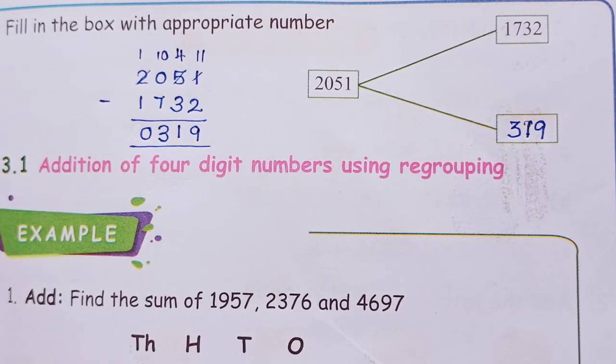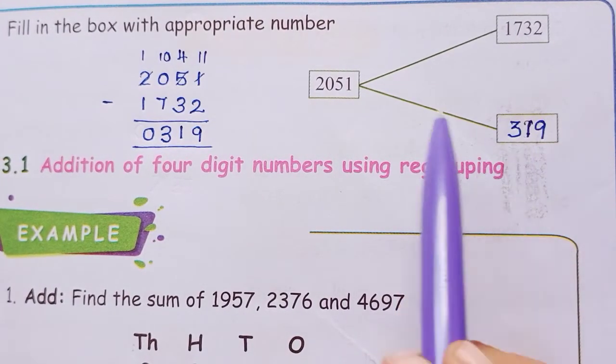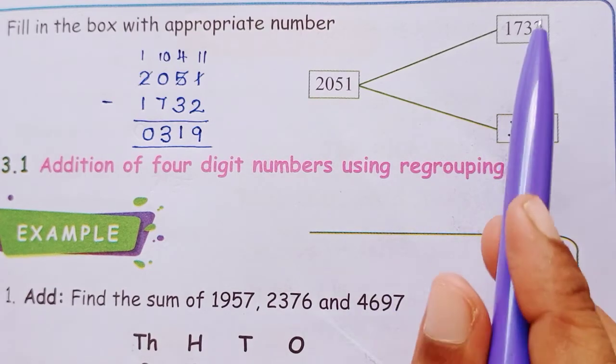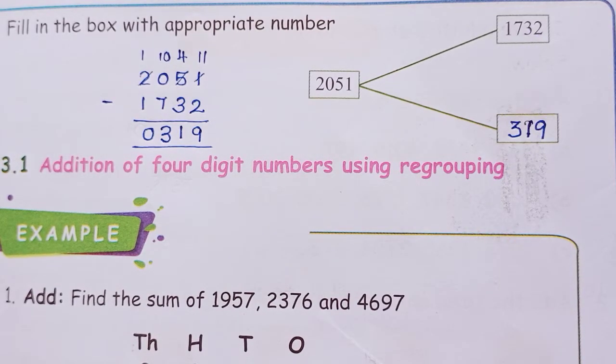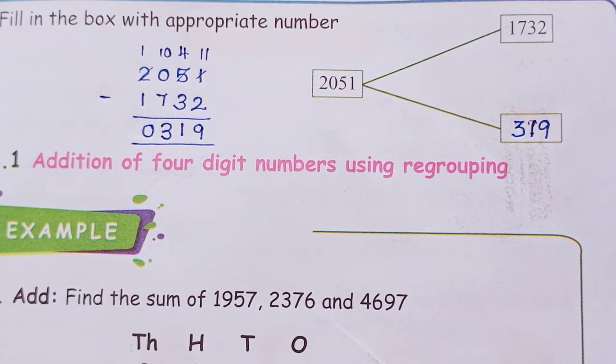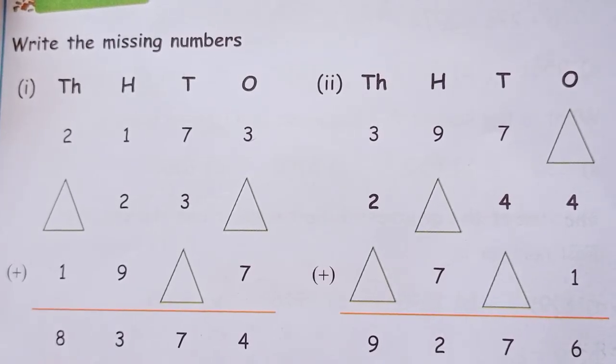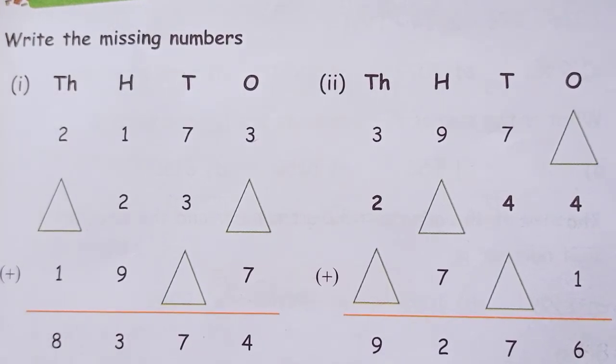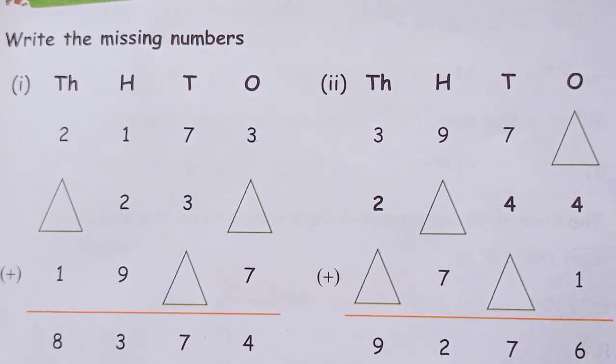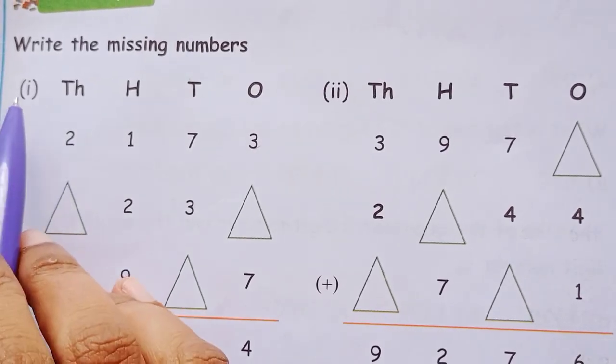Okay? If you add these two numbers, you will get this one. Then see the next one, activity, on that same page, book page number 33. Write the missing numbers. Okay, shall we find this one? Start with the first sum.